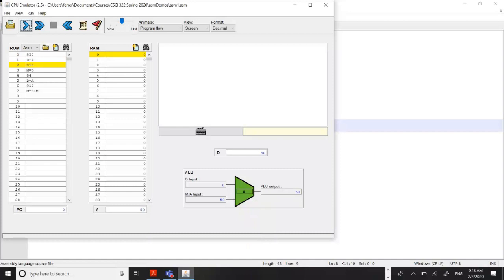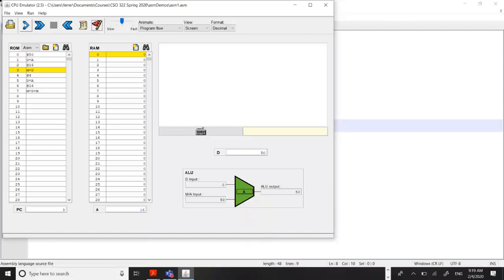Okay, so next, @16. The A register is now 16. D is still 50. And actually, the ALU has been left alone. It's just got the values it had last time. There's nothing about this instruction that changes what the ALU is doing.